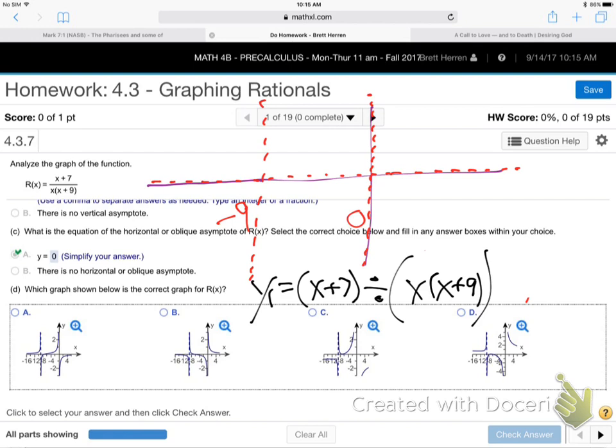Okay, and the y goes from what? Negative 5 to positive 5. Yeah, the y is negative 5 to positive 5. Everybody see that?